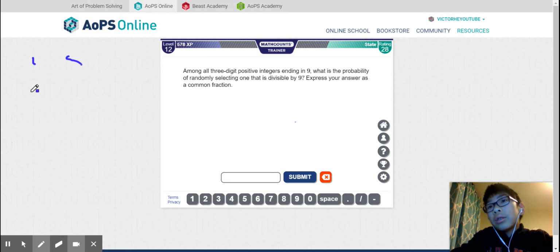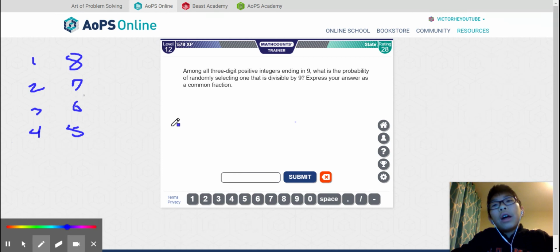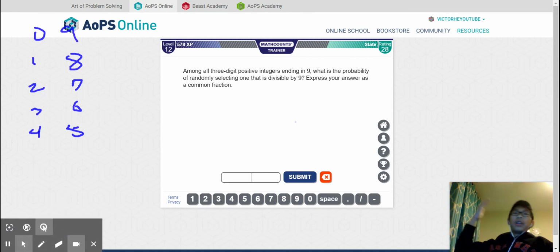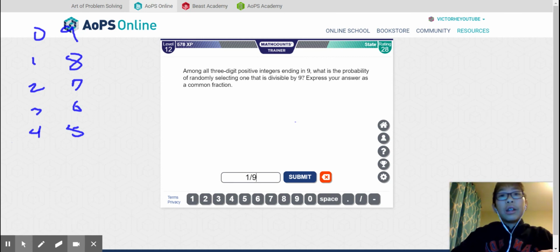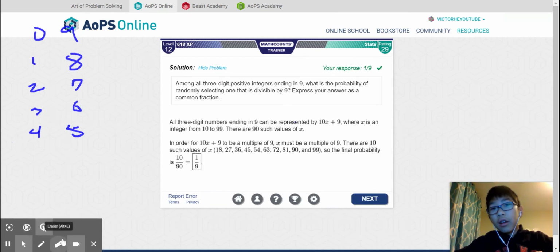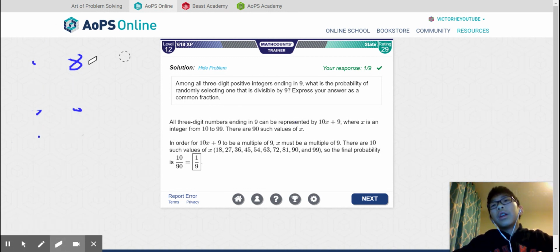So that's like 1, 8, 2, 7, 3, 6, 4, 5. And then if you flip it around, 5, 4, and so on. Oh, there's also 0, 9. I'm pretty dumb. Okay, it's just 1/9, because there's 10 possibilities. And being a multiple of 9 is just 1/9.